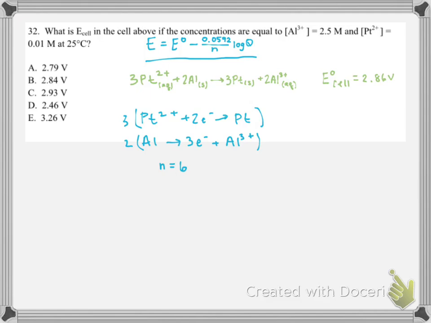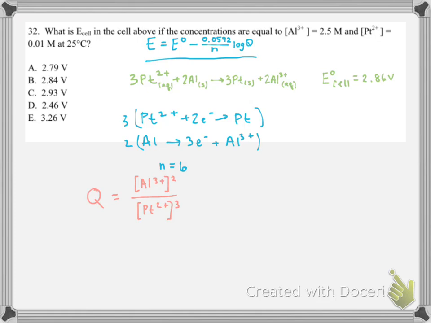Now we have E naught, we have n. We need to think about what Q is. And Q is that reaction quotient. And it takes a very similar form to the equilibrium constants. So we're not going to include solids in this, but we'll do products over reactants. So we'll have concentration of Al3+ squared divided by platinum 2+ cubed. Okay, so just products over reactants.